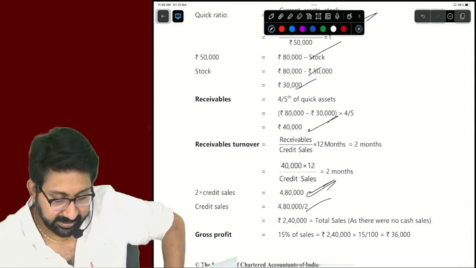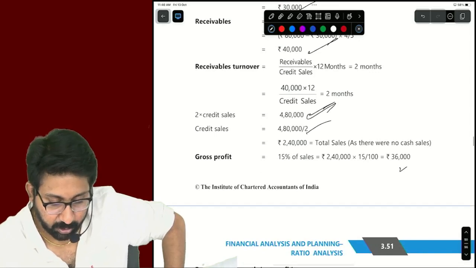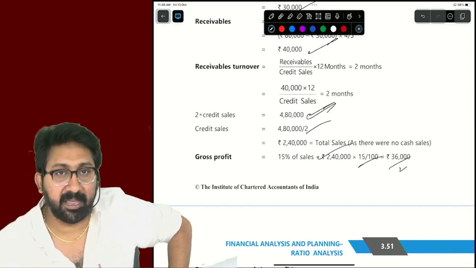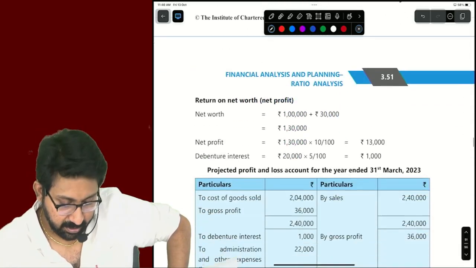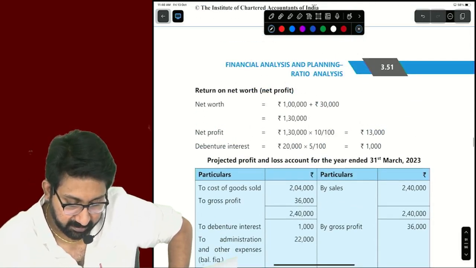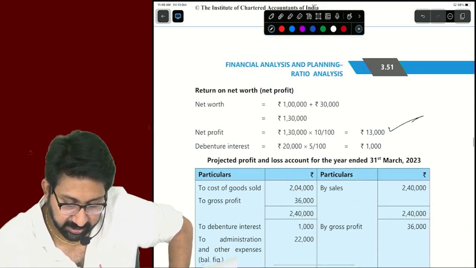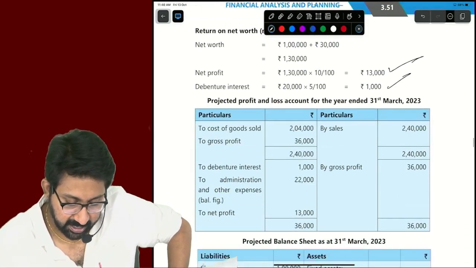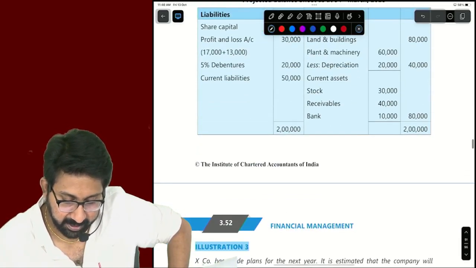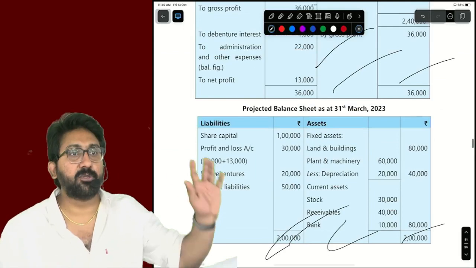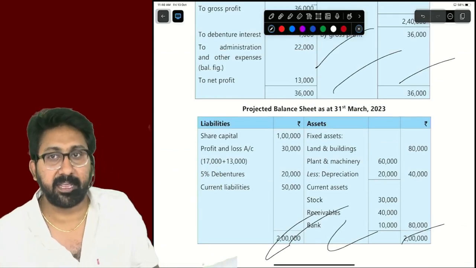So, what is the credit sale totally? Credit sales comes to how much? 2 lakh 40. On that 15% they applied 36,000. Correct? Next, net worth 1 lakh 30 they calculated 13,000 and 1,000 debenture interest. Lastly, they prepared P&L. They prepared the balance sheet. Answer is over. With this, they completed the entire calculations.